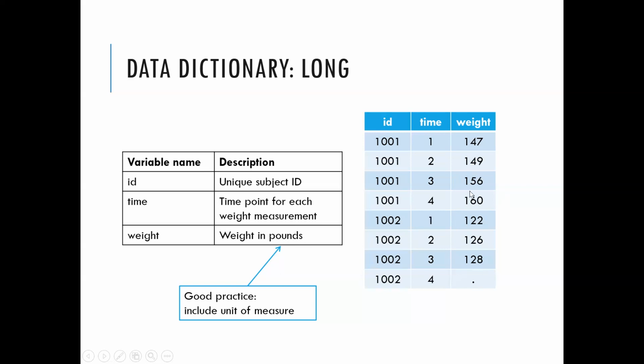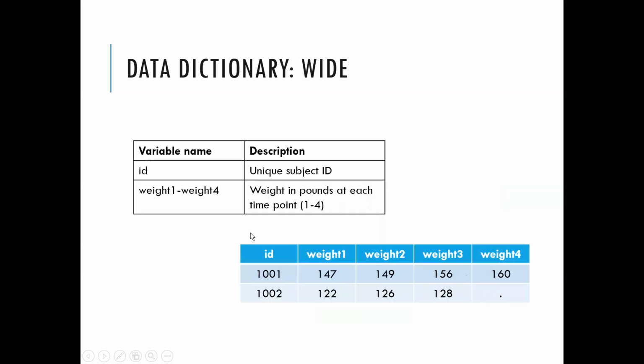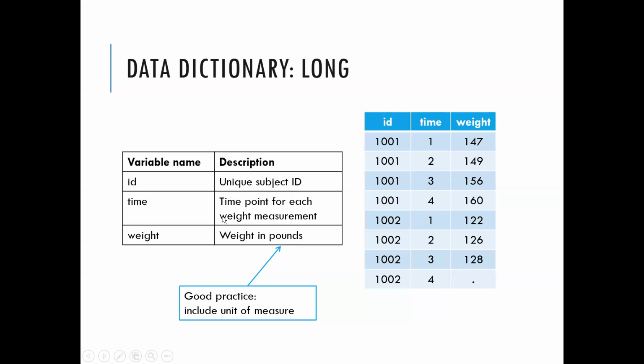If these were categorical, it would also be good to write out the categories in your data dictionary. So for example, if the first category corresponded to individuals of a certain weight range, we would write that out, and then the second category and third category and so on. And we'll see more examples of this as we move on through the semester.